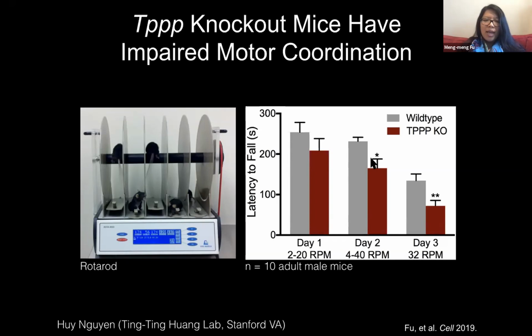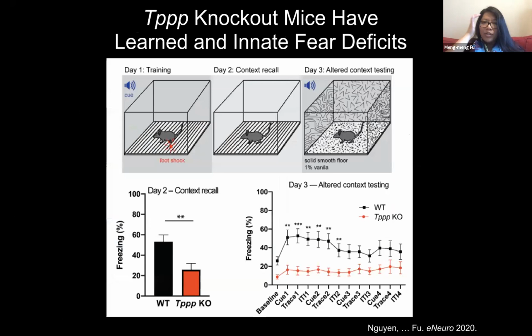I was really fortunate to have a collaborator who's an expert in many different behavioral assays, and that's Hui Nguyen, who is a postdoc in Tingting Huang's lab at the Stanford VA. We just recently published a paper in eNeuro describing some of these behavioral characteristics. One of the assays that Hui did was the traditional fear conditioning assay. This is a short-term fear conditioning assay in which the mice are put into a training chamber on day one with an auditory cue. Then on day two, for context recall, they're put in the same chamber, but with no auditory cue. And on the third day, they're put in a different chamber, but with an auditory cue.